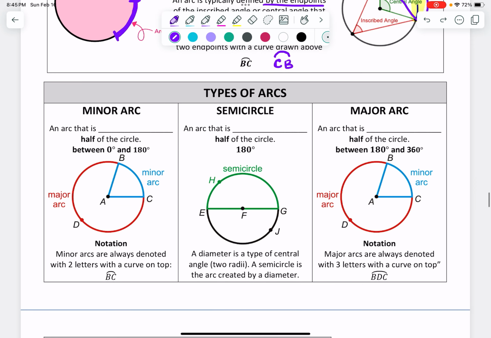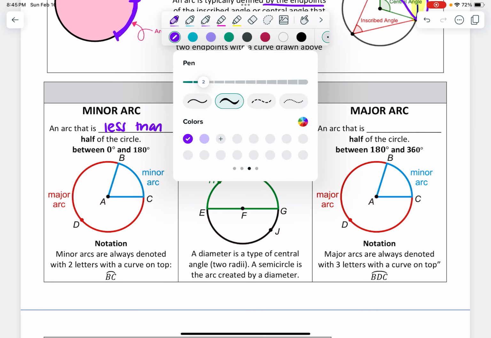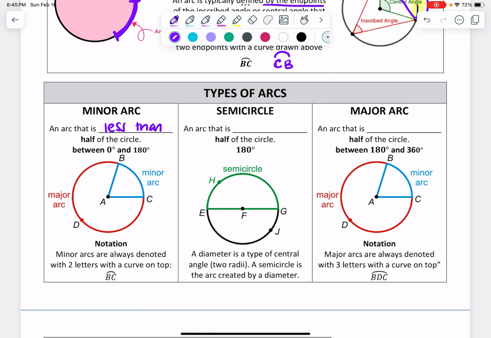Now, there are different types of arcs. There is a minor arc, and a minor arc is an arc that is less than half of the circle. So if a full circle is 360 degrees, then half of a circle is 180. And when I talk about less than half, I'm talking about anywhere between 0 and 180 degrees. So if my arc measures 107 degrees, it's a minor arc.